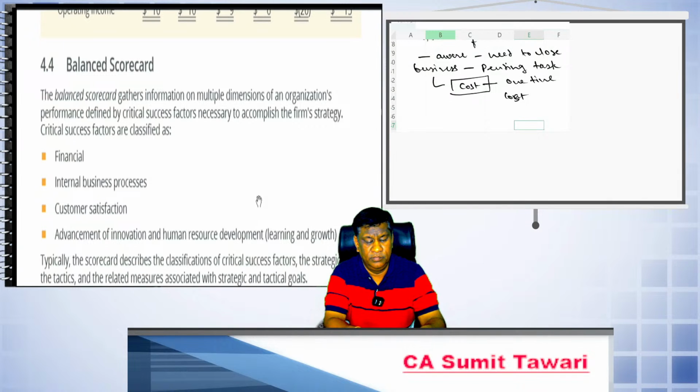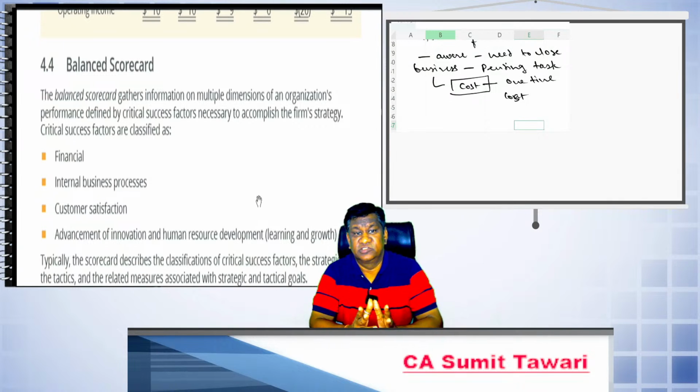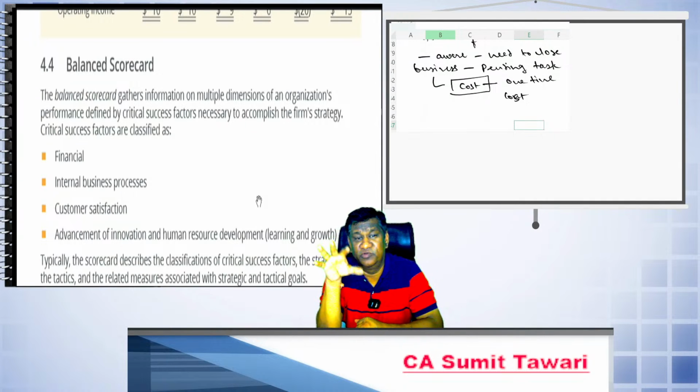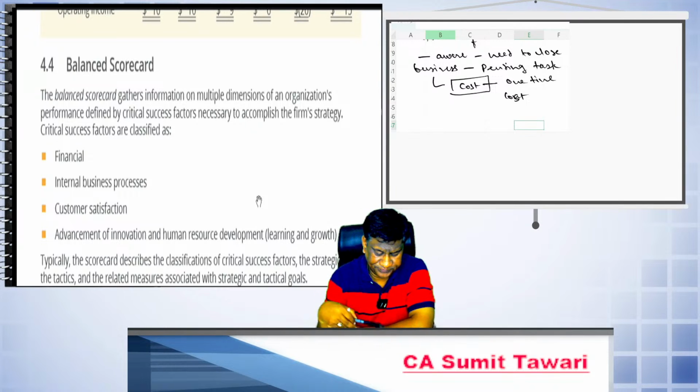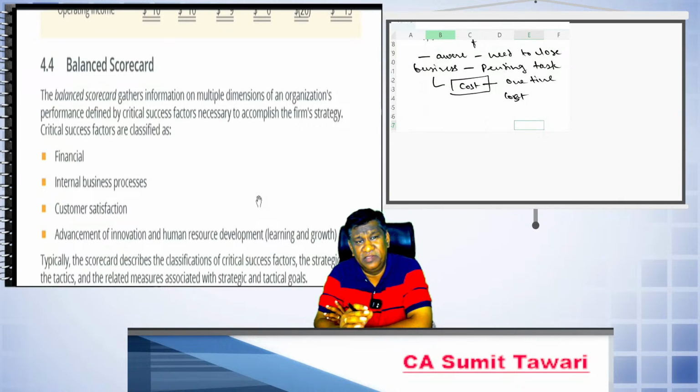Can you repeat, sir? Like the balanced scorecard, if you see on screen, there are four factors. I am just trying to get an example: what could be the financial parameters which we need to assess? Okay, I'll give an example. The profitability that we need to assess.